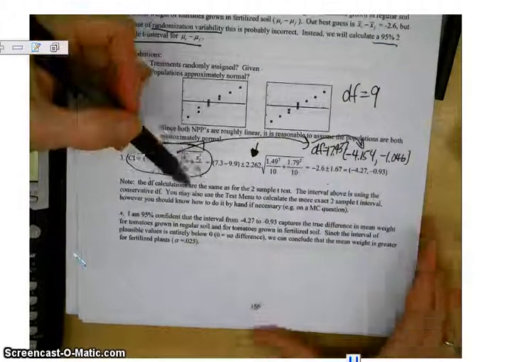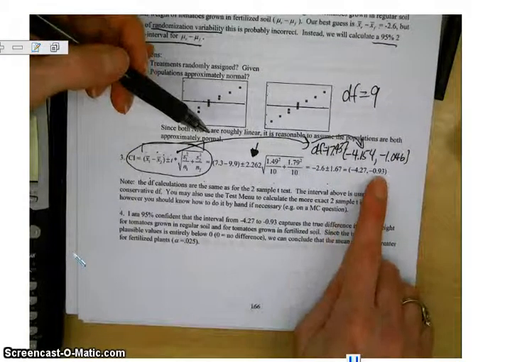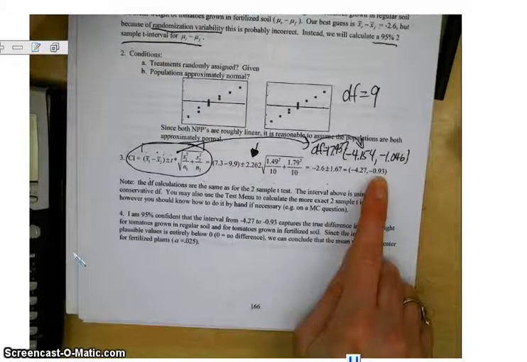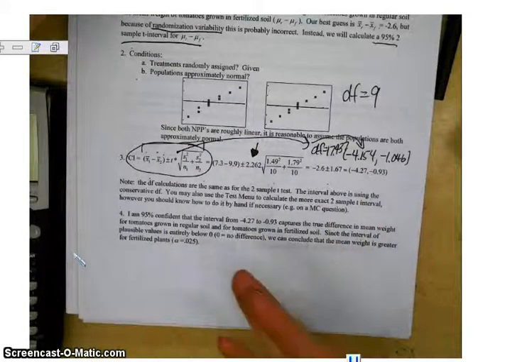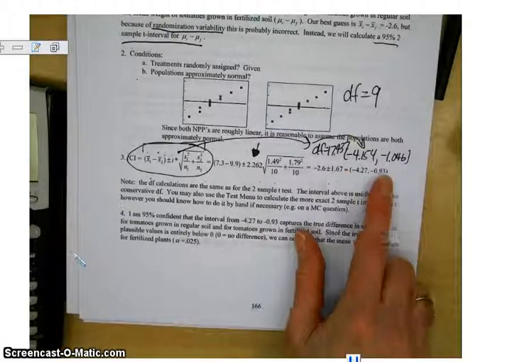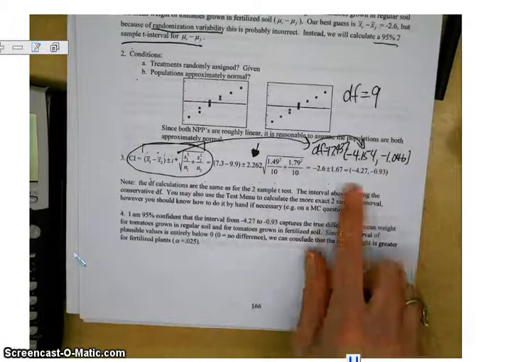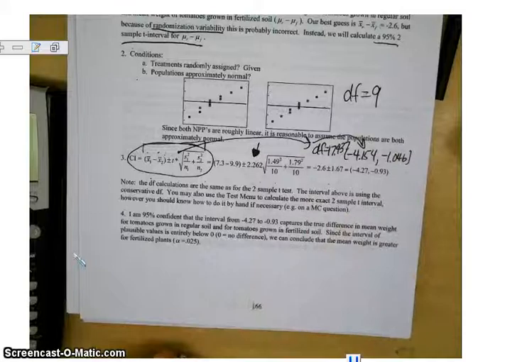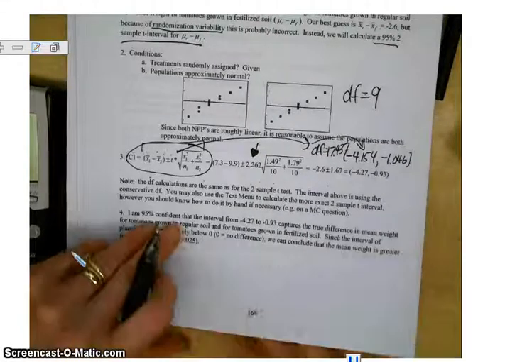So for this problem, since it's entirely negative, that means the second one grows more tomatoes. So in other words, the fertilized soil does indeed grow more tomatoes, since our interval's all negative. Either way we did it, it was all negative. All right, so now we're going to walk through one on our own.